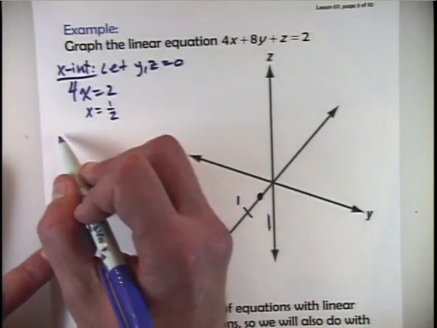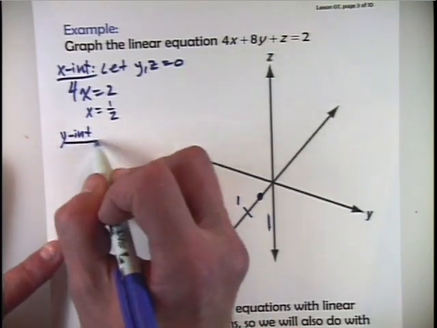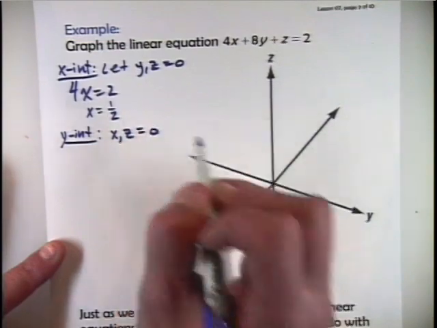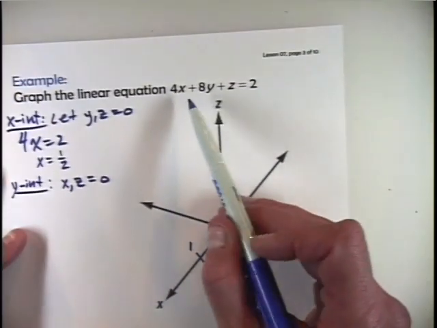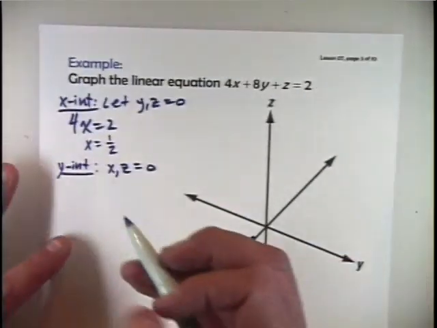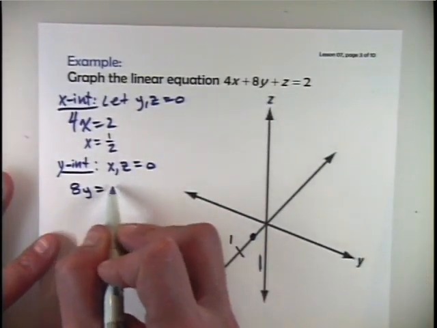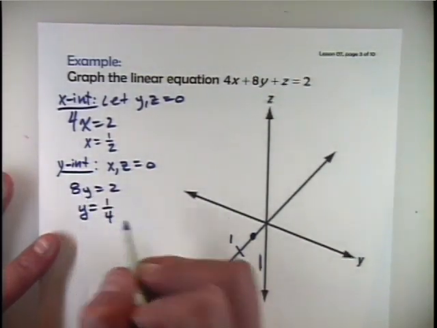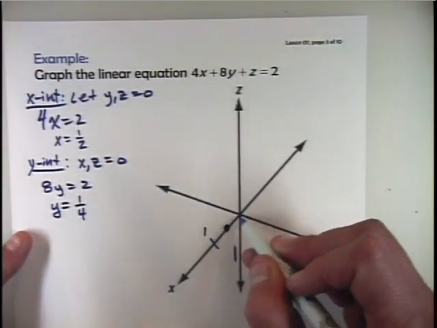Now I'll do the same for the y-intercept. Well, on the y-axis, we're going to let the other 2 variables, x and z, equal 0. And if you go back to the equation, if x is 0 and z is 0, I just have 8y equals 2. So 8y equals 2. Now I can solve, and I get y equals 2/8, or 1/4. So again, I want to keep my scale the same.